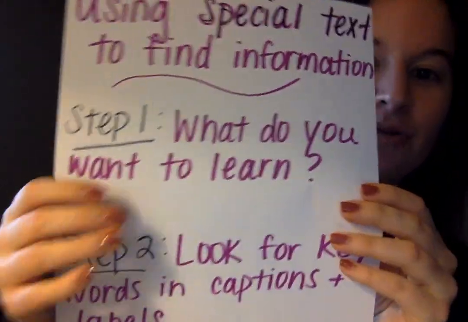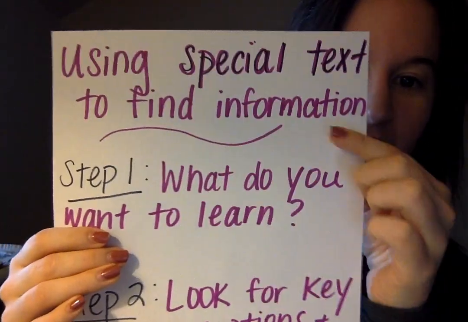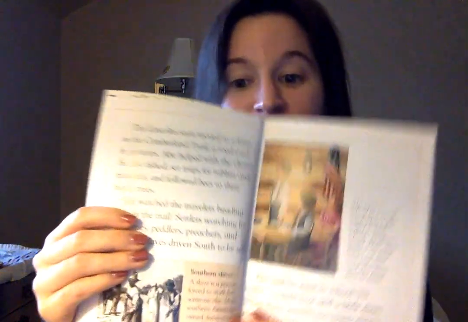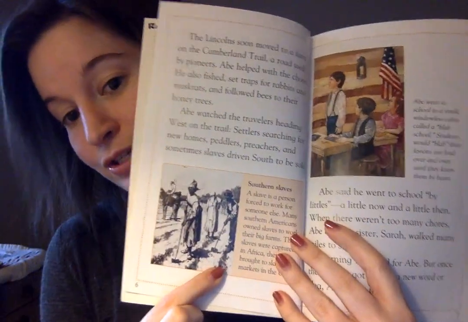So we just read this text, Abraham Lincoln, Lawyer, Leader, Legend, and right now we're going to jump into our skill that we're learning about today. What we're going to be learning how to do today is using special text to find information. Remember, special text in a book is things like captions and labels that help you learn more information about the text, and then we can use this information to help us answer questions on our tests and our quizzes. So we're going to be practicing that skill.